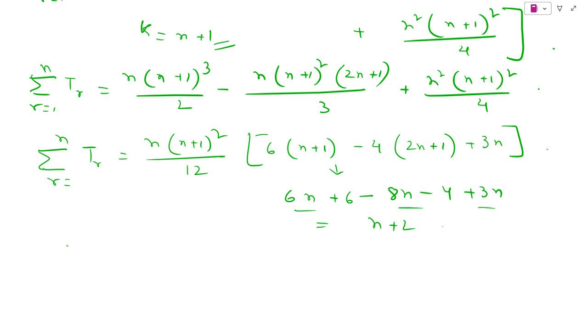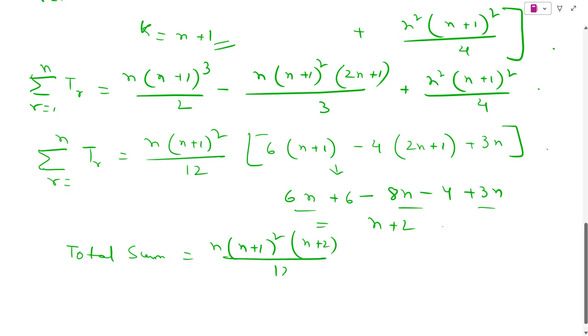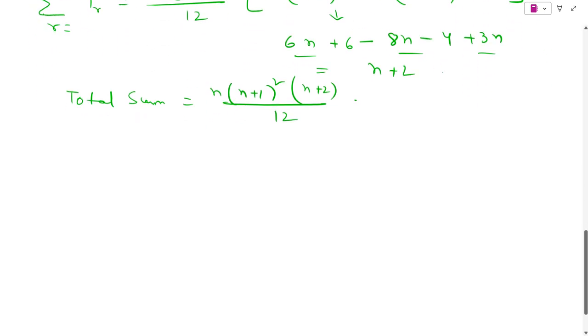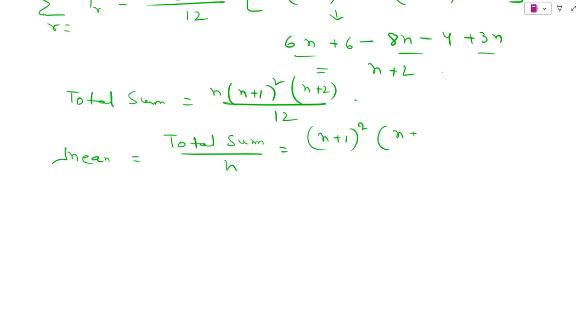Okay, so what is the total sum? Total sum is n into (n plus 1) whole square into (n plus 2) by 12. So remember, the question asks for the mean, not just a sum. So we divide it by n. So what are we getting here? Mean is equal to total sum by n, so this is equal to (n plus 1) whole square into (n plus 2) by 12.